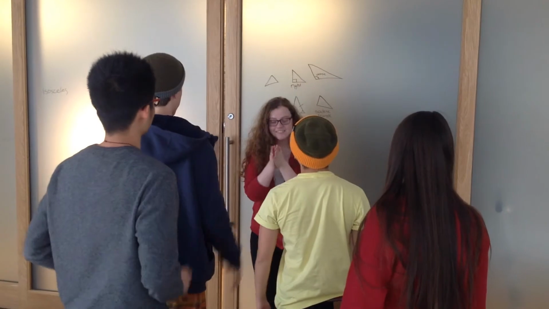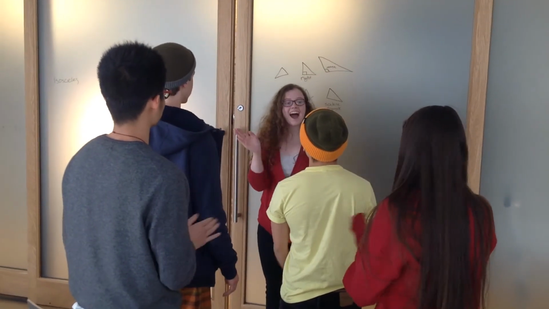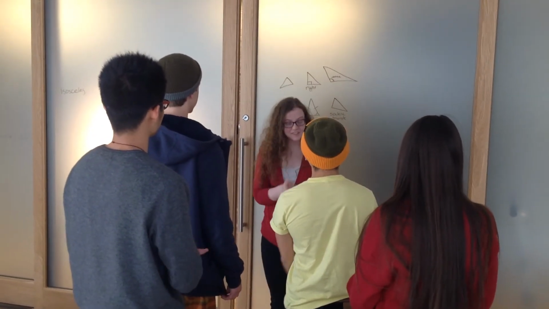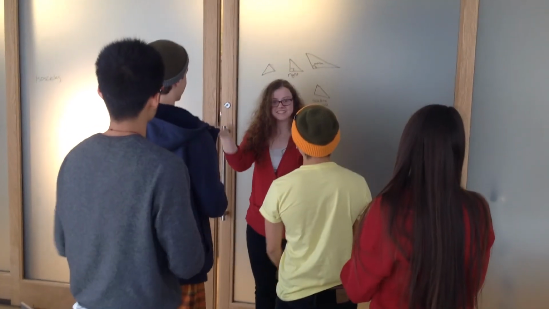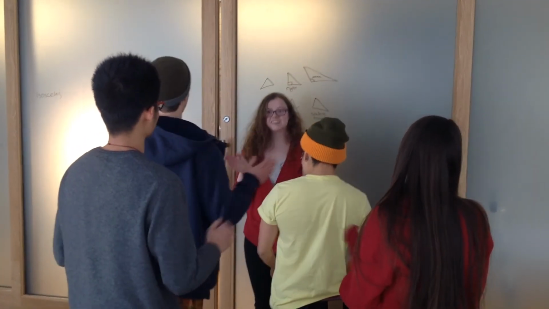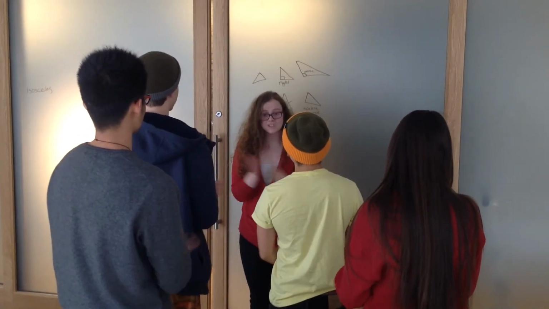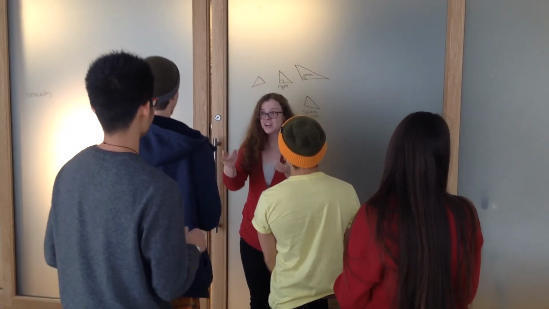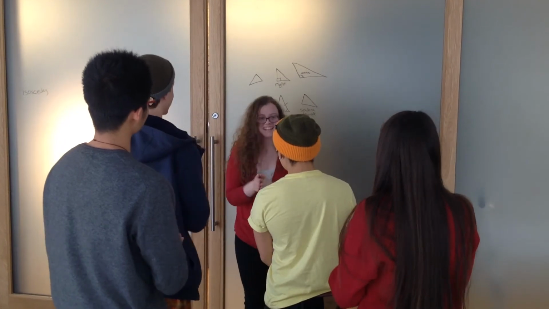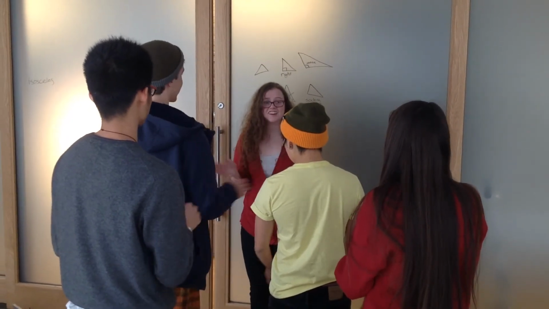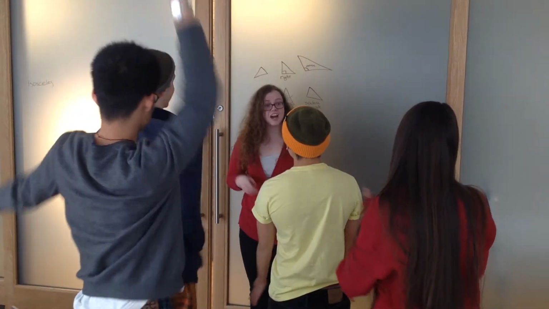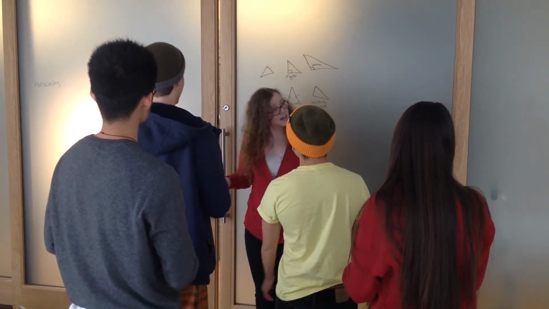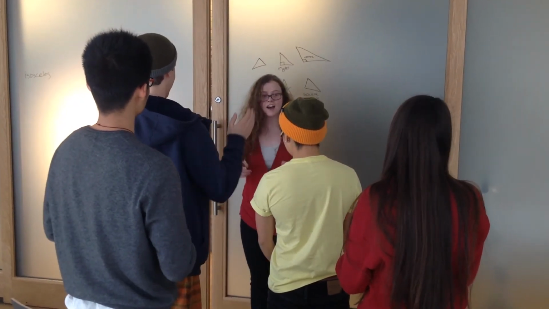I've got a triangle, it's so cute. I've got a triangle, it's so tight. I've got a triangle, it is right. I've got a triangle, it's so loose. I've got a triangle, it's obtuse.